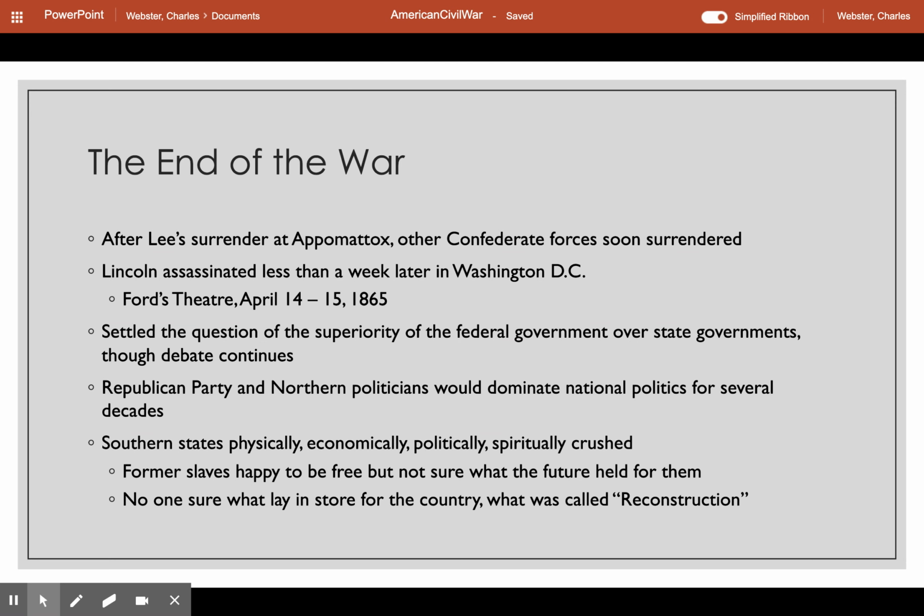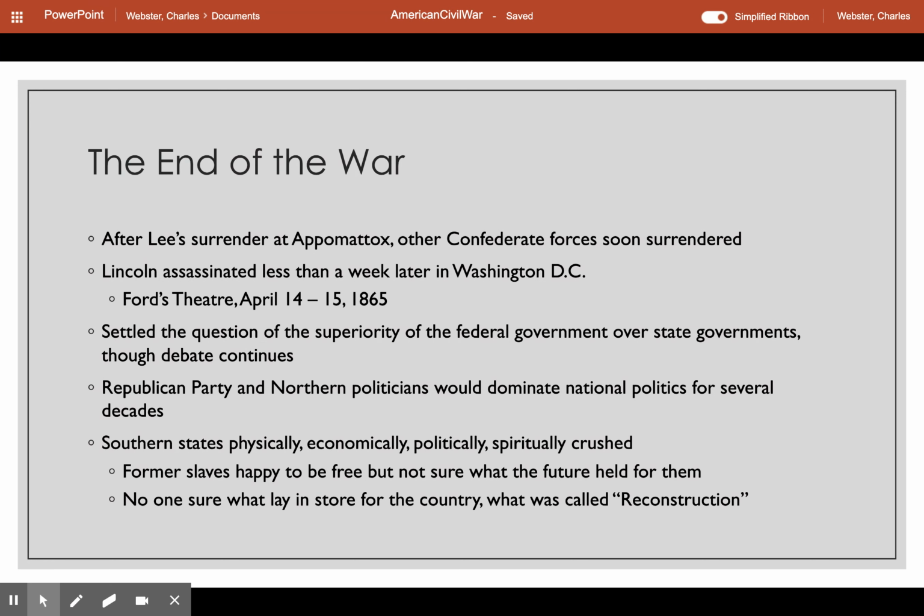Another thing was that slaves were now free. A lot of the people who had depended on slave labor suddenly had to find other ways to manage and run their farms. And the former slaves weren't all happy. They were happy to be free, but they weren't really sure what the future held for them. They were glad to have their freedom, but they were unsure what was coming next.